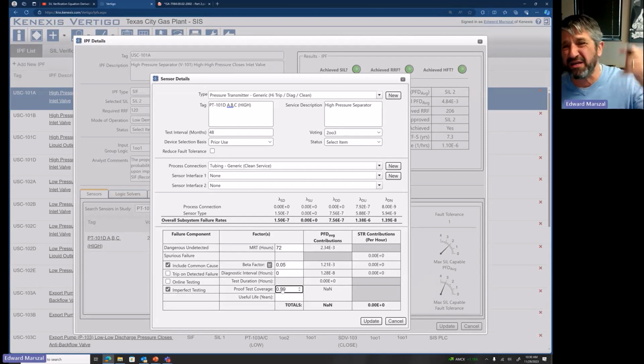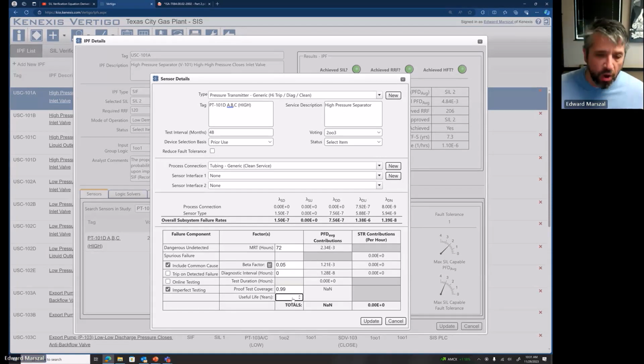I'm testing every known dangerous failure mode. I'm testing for every failure mode when I perform my online test, but I'm going to have some sort of allowance to say, well, maybe there's something that I don't know about that I couldn't test for. The other term you need to put in here, we call it useful life. Some people will call it mission time or mission. Basically, what we want in this cell is how long you expect this device to be in service.